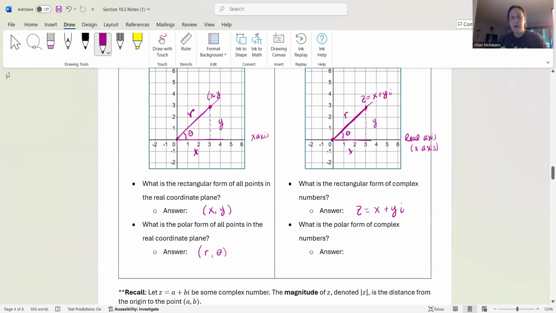Well, for polar form, we have to be, I think my computer's about to die. Hold on. It does not last as long as it used to, you all.